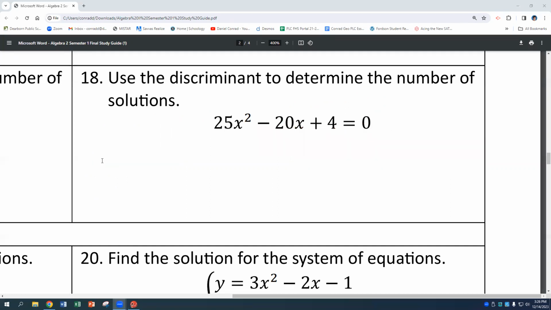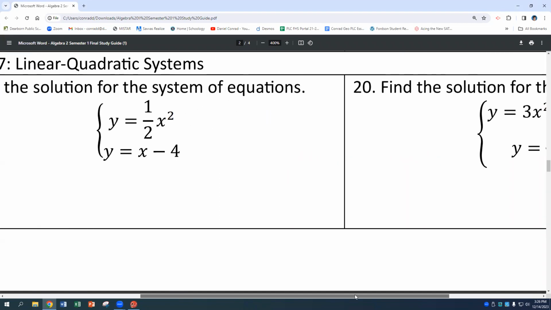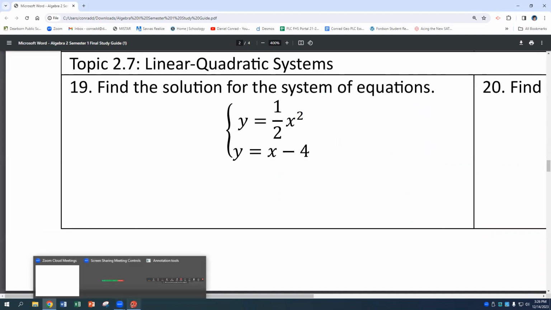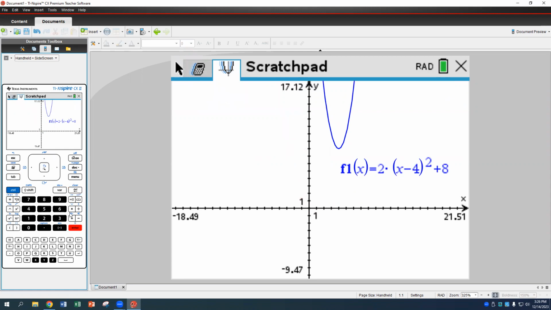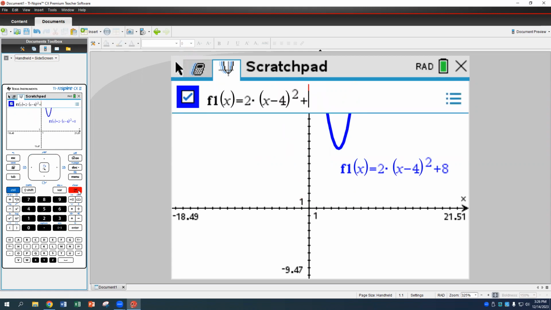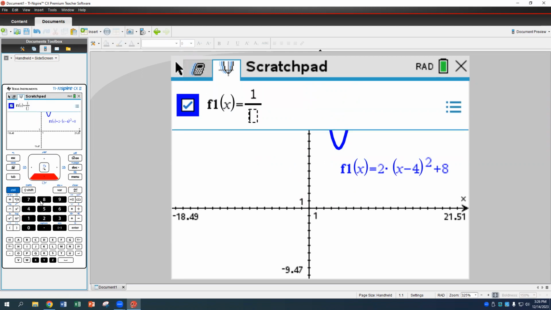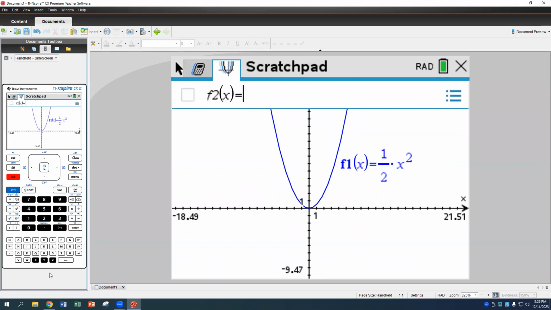All right, perfect. Okay, number 19 and 20. We can do this by using substitution, or we can just use our calculators. So let's use our calculators. So I'm going to put in the two functions. So the first one is 1/2 x squared. Perfect. The second one is y equals x minus 4.